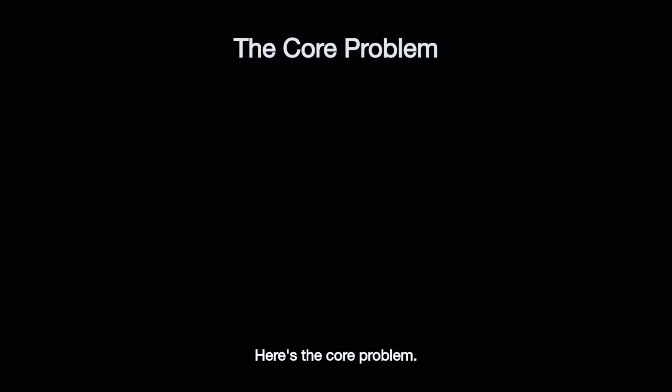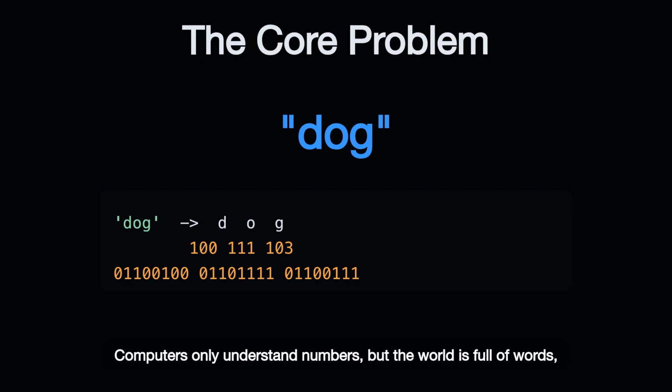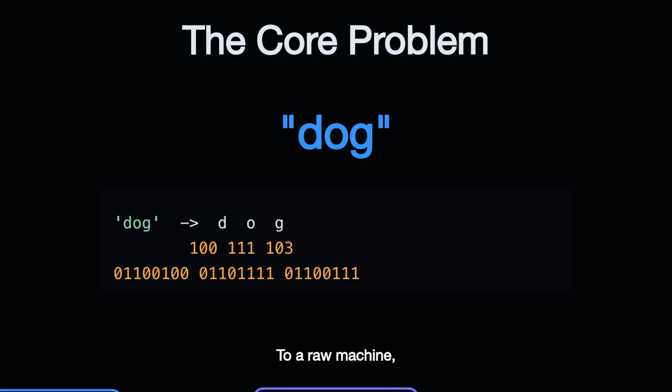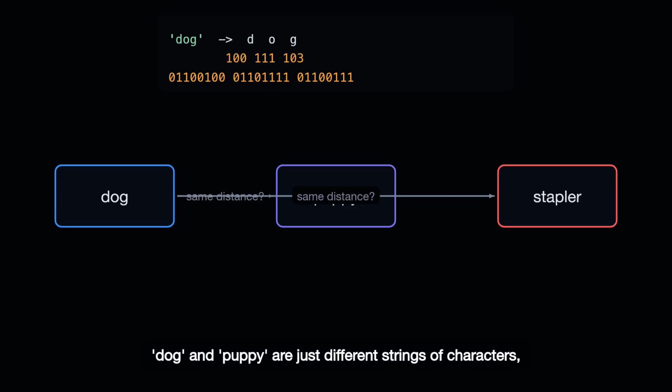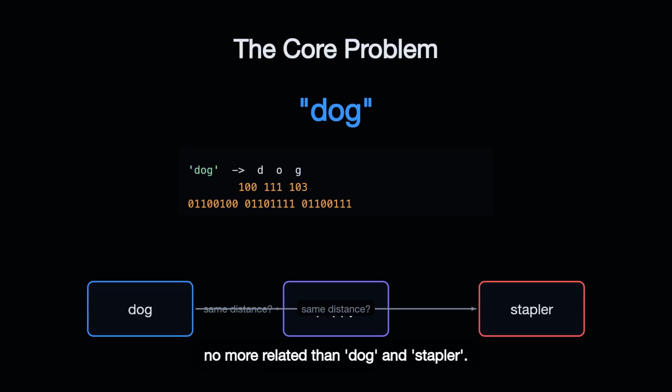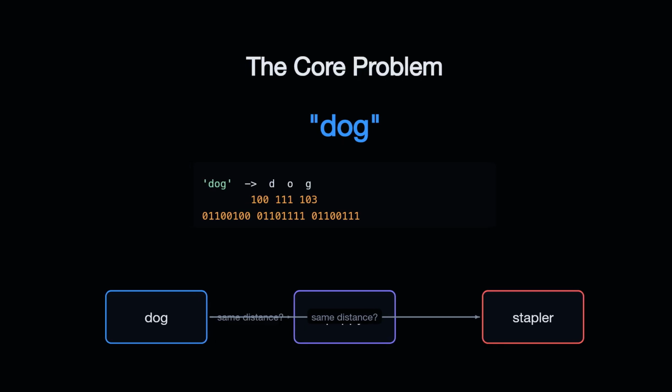Here's the core problem. Computers only understand numbers, but the world is full of words, images, and ideas. To a raw machine, dog and puppy are just different strings of characters, no more related than dog and stapler. We need a way to turn meaning into math.